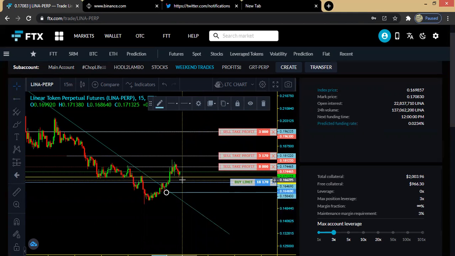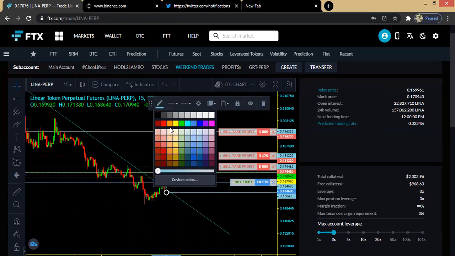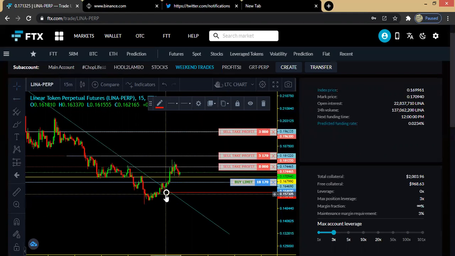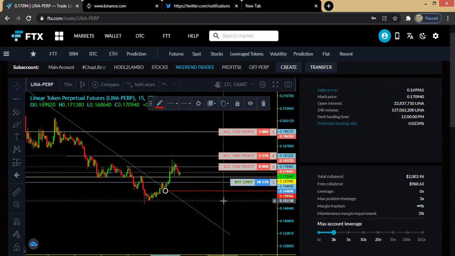You see, it's still jumping up and all that, but I'm not perturbed. I'm not worried, and I'm not in a haste to jump in. So my stop loss should be here. Let me change the color to red. All right, so I have 0.159,500 as my SL. That's my stop loss.